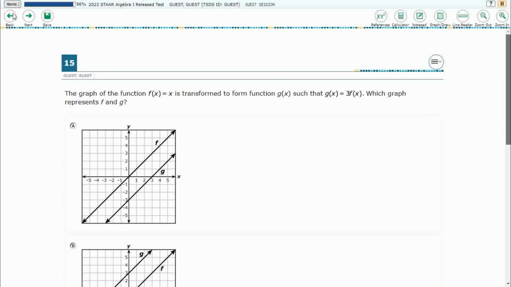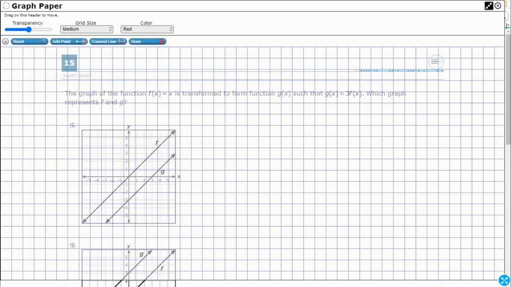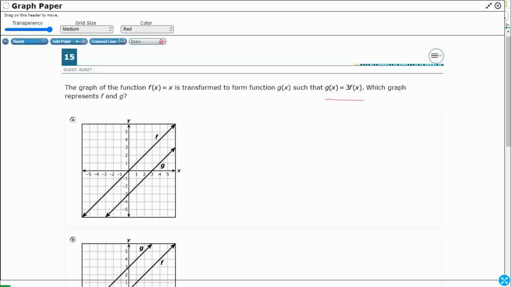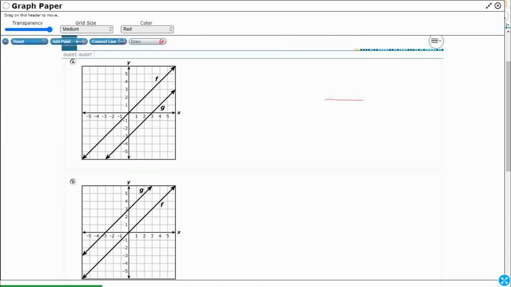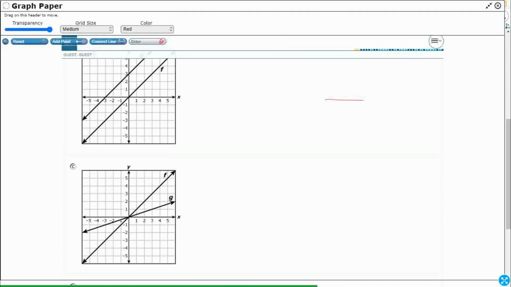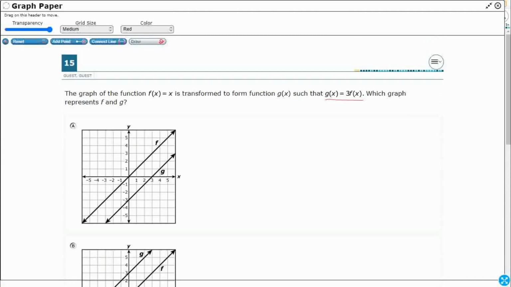Alright, so we've got the graph of the function. Here's our parent function, just f of x equals x, right? And it's going to be transformed. Take a look at this transformation here: g of x equals 3f of x. You'll notice on all of these functions we've just got that line f going straight through the origin. It's got a slope of 1. That's what we get when we're dealing with a vanilla f of x equals x.